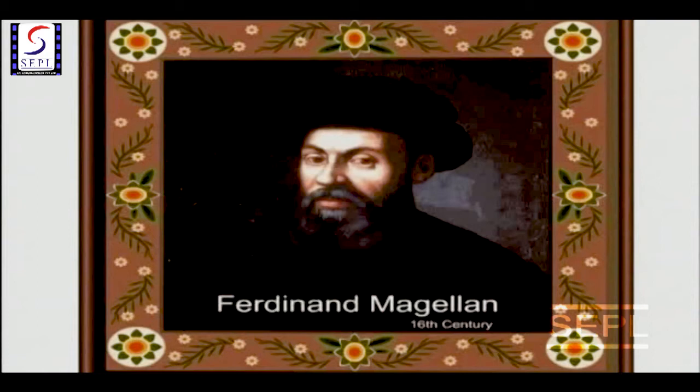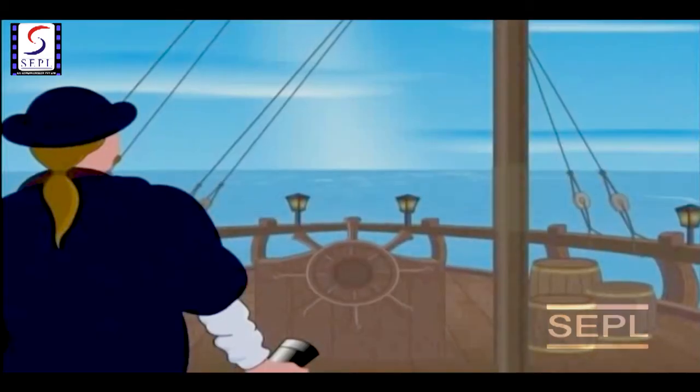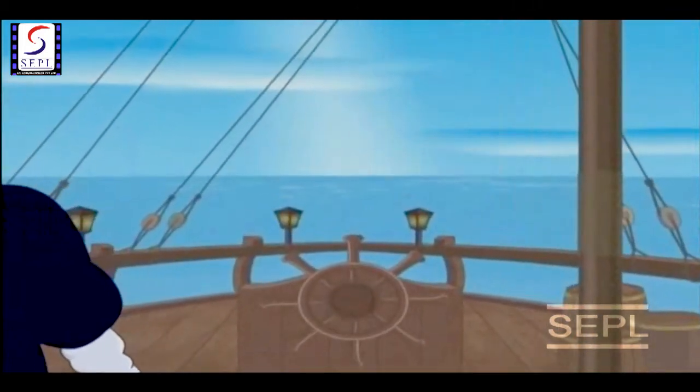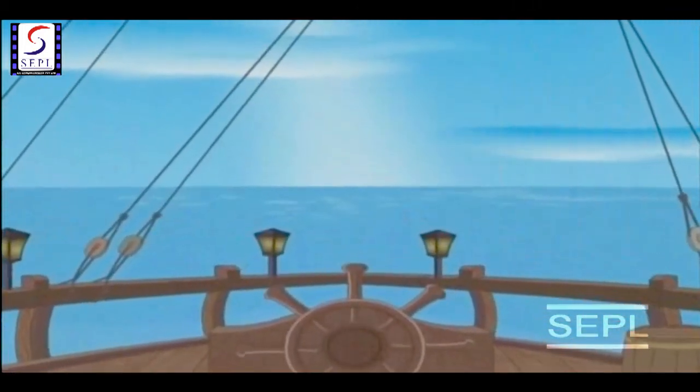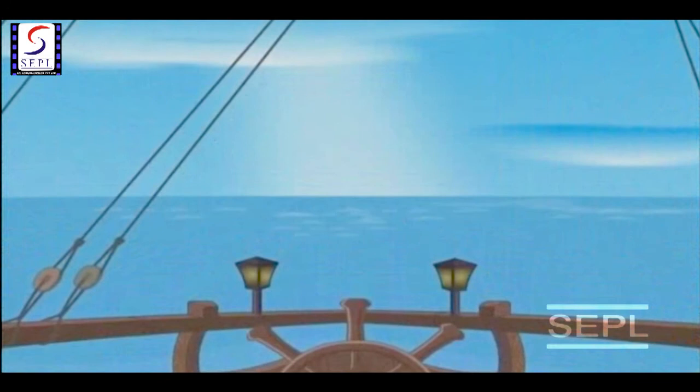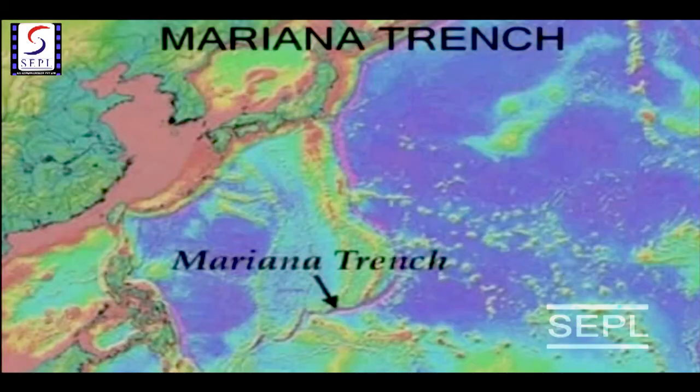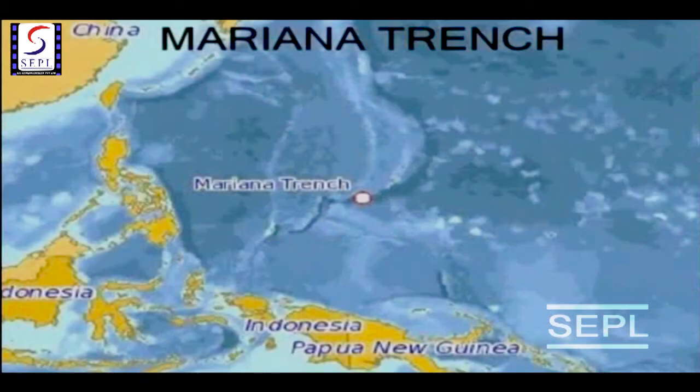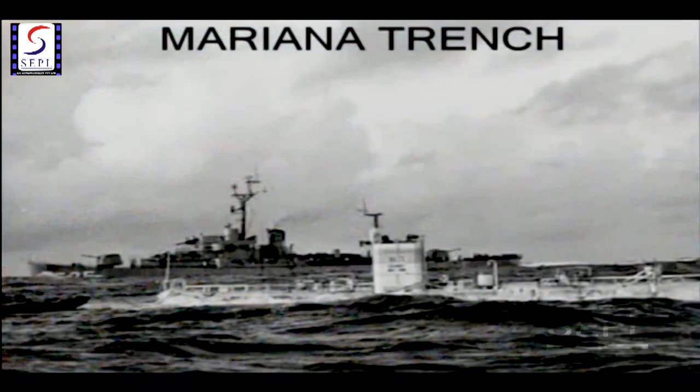Ferdinand Magellan was a famous 16th century around-the-world explorer. As he traveled the Pacific, he found it peaceful and soothing. So he named the ocean Pacific. The deepest point on the Earth is Challenger Deep, in the Mariana Trench. It is 11 kilometers deep.